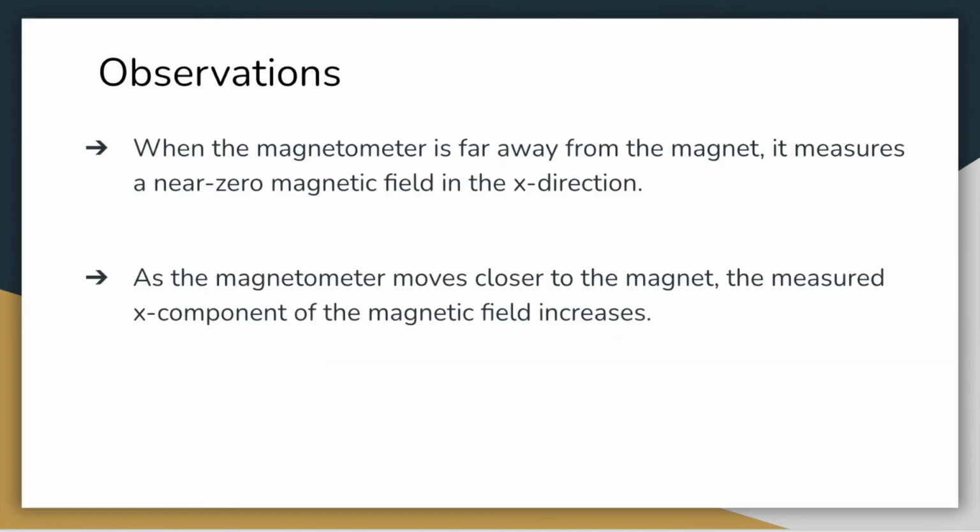Two observations that we made during the experiment: first, as the magnetometer gets farther away from the magnet, it measures a near zero magnetic field in the X direction. In contrast, as the magnetometer moves closer to the magnet, the measured X component of the magnetic field increases.